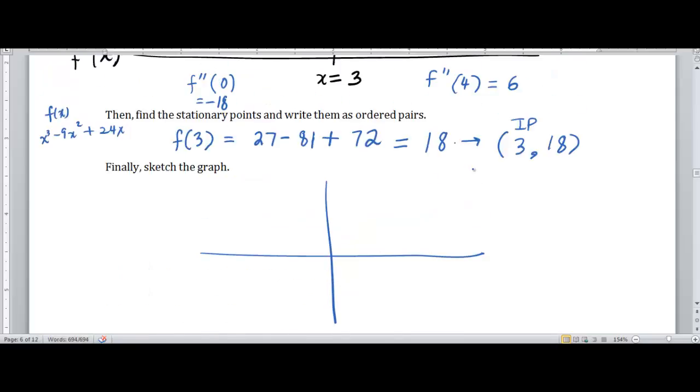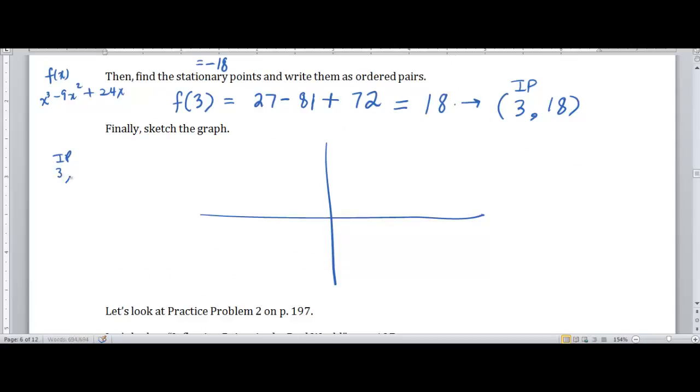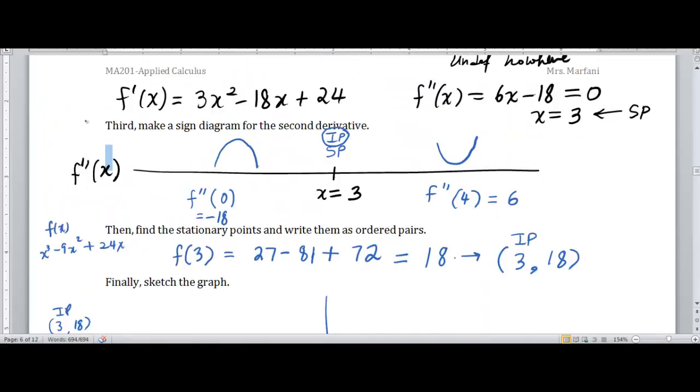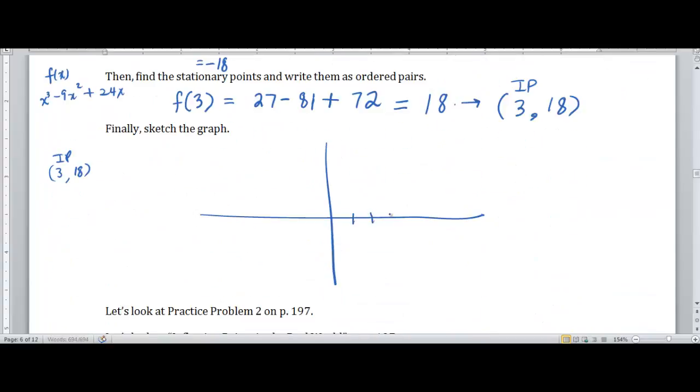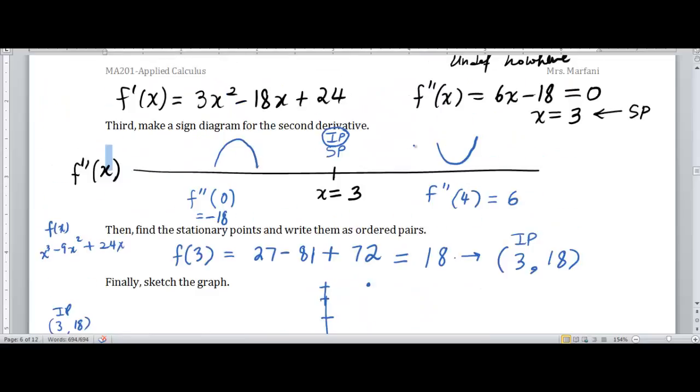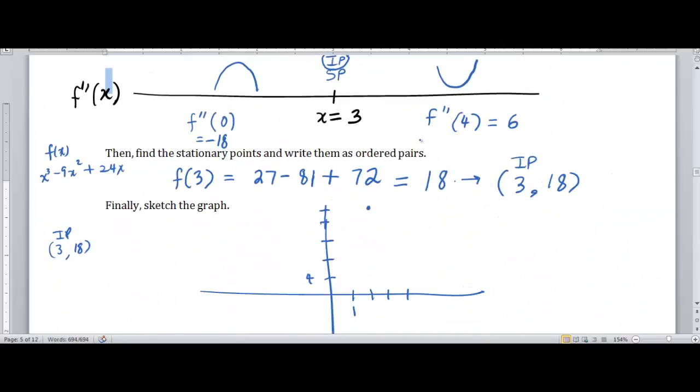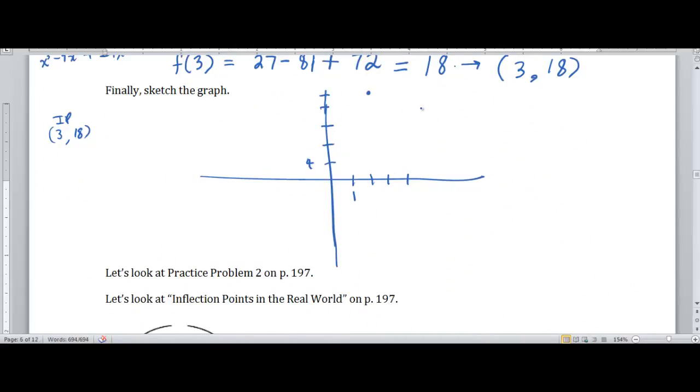Okay, so our inflection point is (3, 18), and our critical points are (2, 20) and (4, 16). So 1, 2, 3, 4, and for 20, let's go by 4: 8, 12, 16, and 20. So (2, 20) was our first critical point. Our second critical point is (4, 16), which is here.